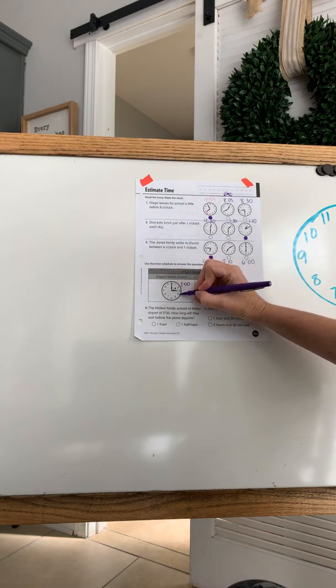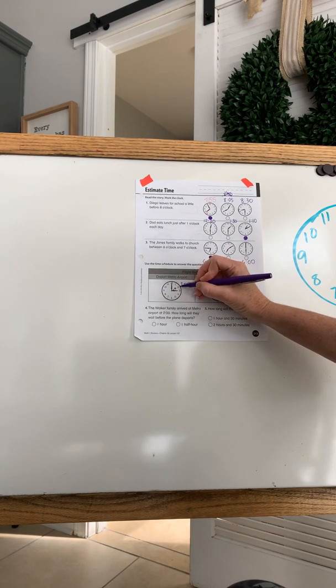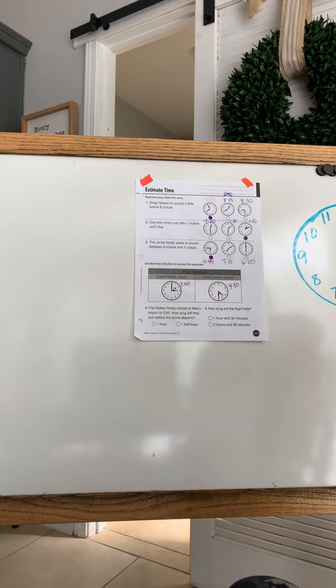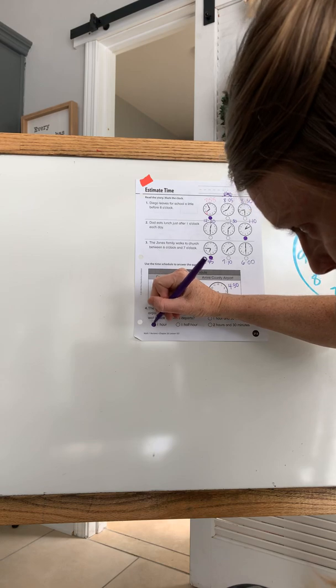So 5, 10, 15, 20, 25, 30, 35, 40, 45, 50, 55, 60, and there's our next hour. So it took them 1 hour. They waited 1 hour before their plane took off.